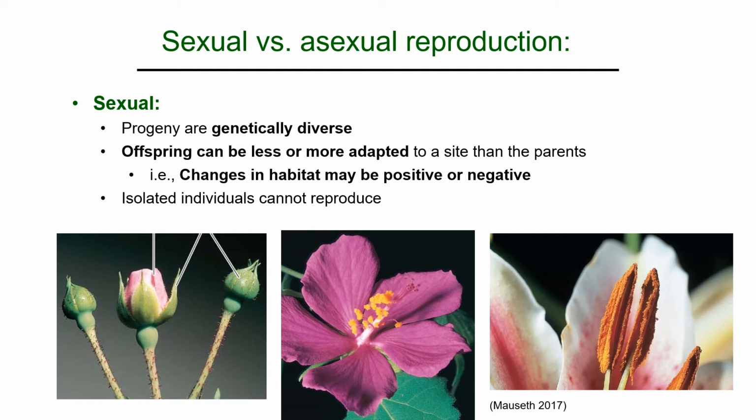So if all the individuals are slightly different from each other and habitat conditions change, then some of those individuals may do really well in the new environmental conditions and be more successful, and others perhaps less so. So changes in the habitat can be positive for some and negative for others, and that allows for adaptation to a new environment or to a changing environment. A disadvantage of sexual reproduction is that isolated individuals cannot reproduce at all. So you have to have multiple individuals. You have to have at least a male and a female in order for reproduction to happen.